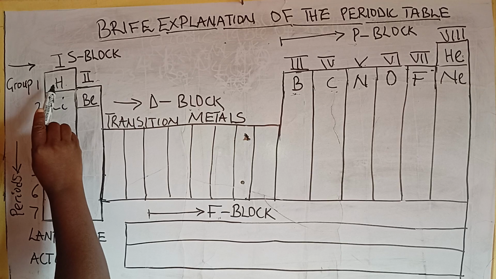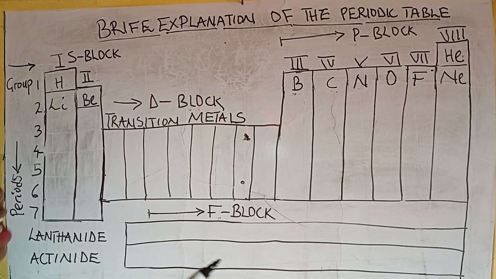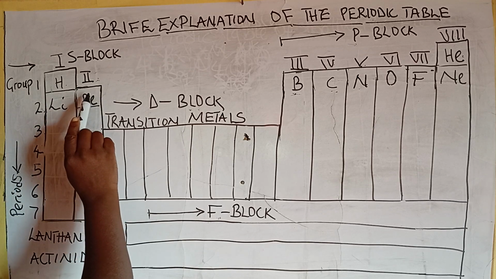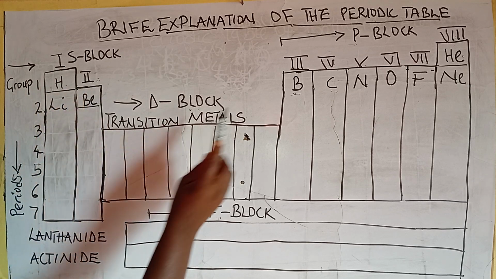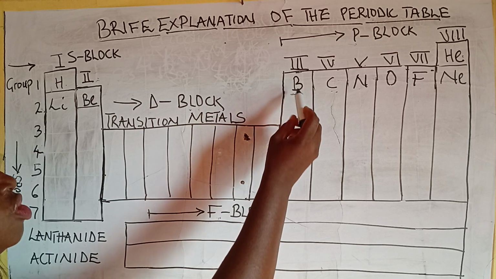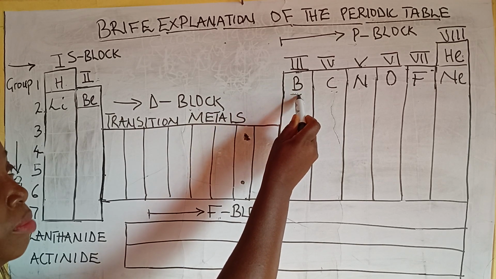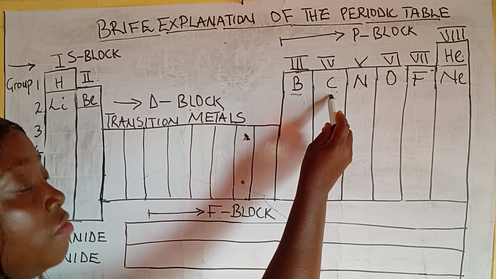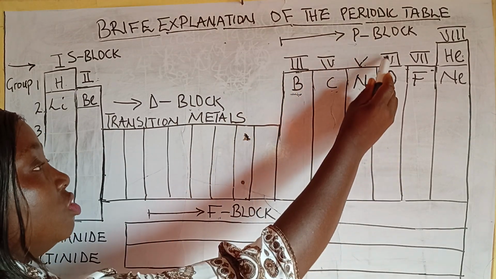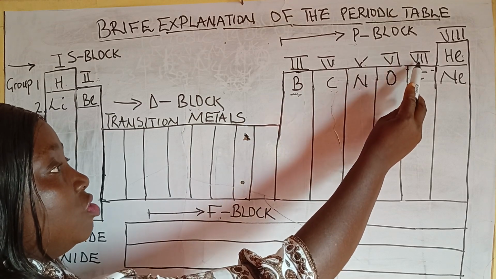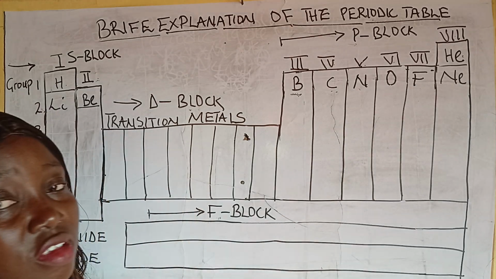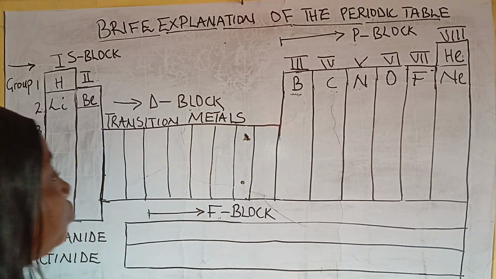The group 1 elements are called the alkali metals. The group 2, the alkaline earth metals. The group 3 takes its name from the first member of the group, which is boron. The boron family. The group 4, the carbon family. The group 5, the nitrogen family. The group 6, the oxygen family. Group 7, the halogens. And the group 8, the noble gases or rare gases.